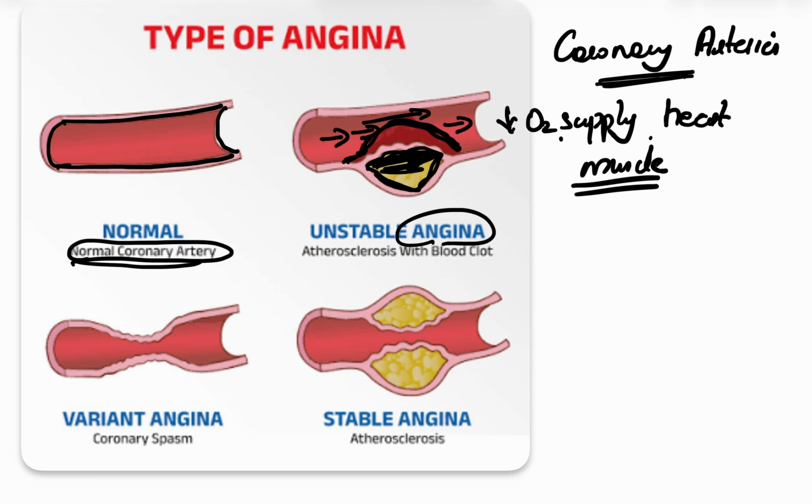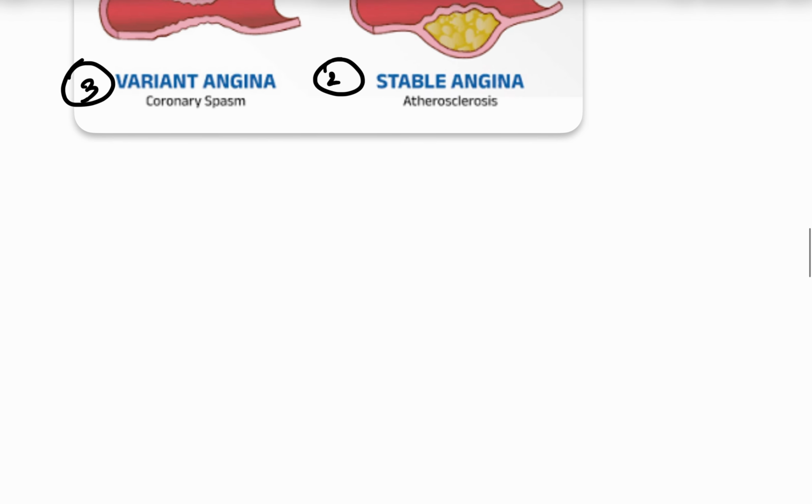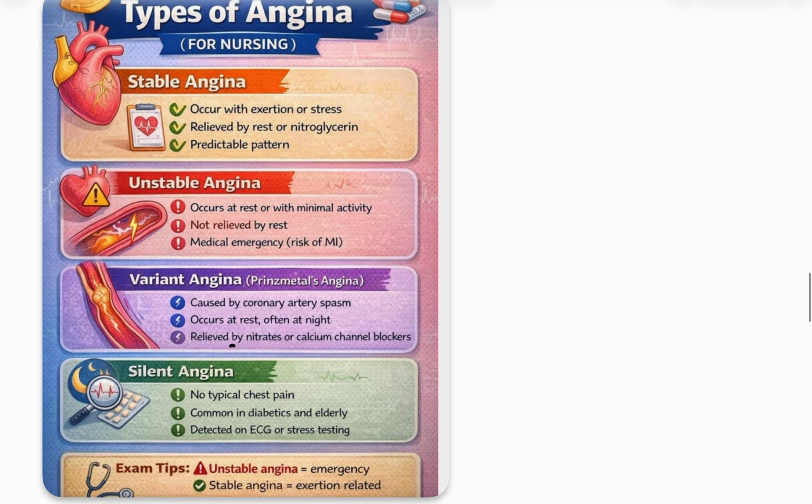So totally we have three types of angina. First one is unstable angina. Second one is stable angina. Third one is variant or Prince-Metal angina. So we'll go in detail about every type of angina. First one is stable angina.